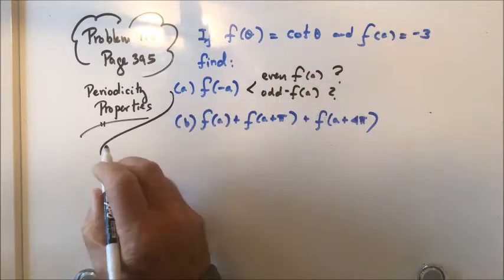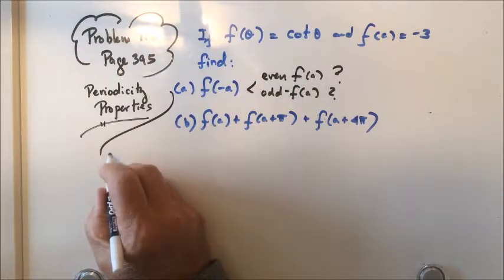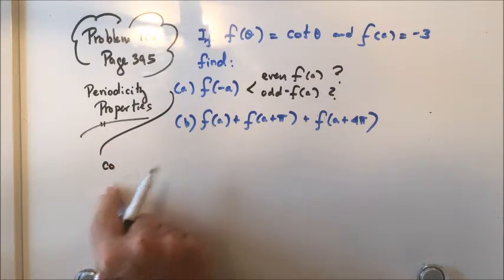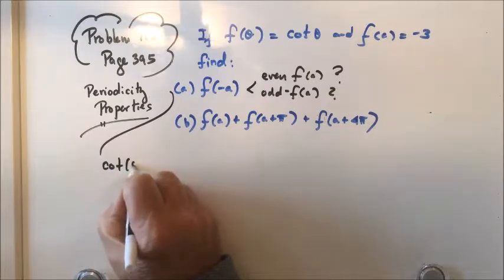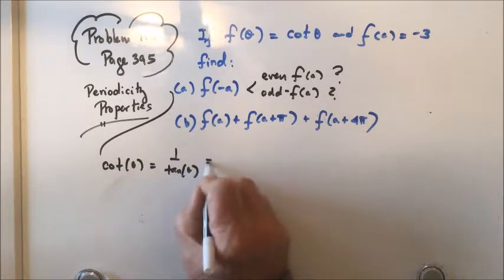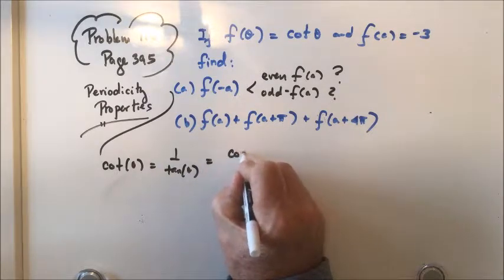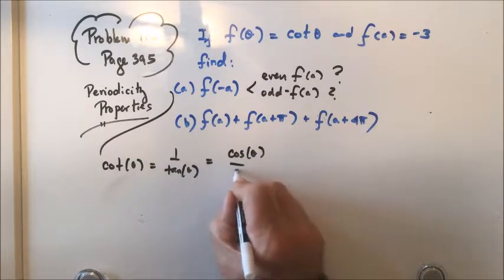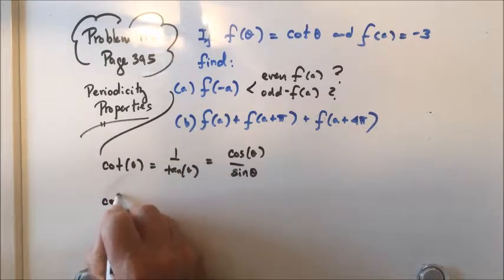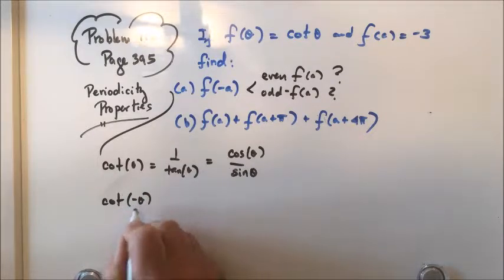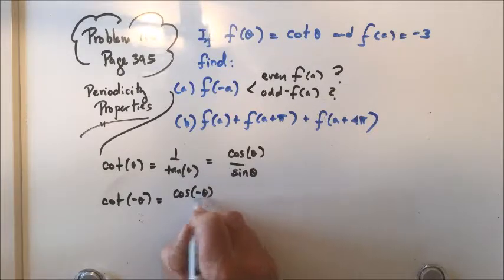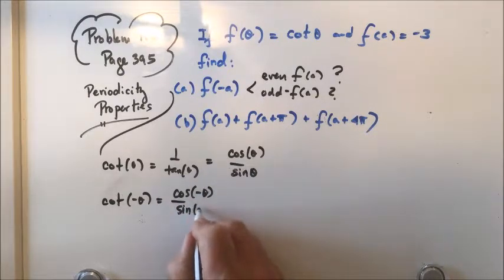Well, what is cotangent? Cotangent is 1 over the tangent, and tangent is equal to sine over cosine. So the cotangent we can write as the cosine over the sine. All right, so if we want to look at cotangent of minus theta, that's going to be equivalent to cosine of minus theta all over the sine of minus theta.